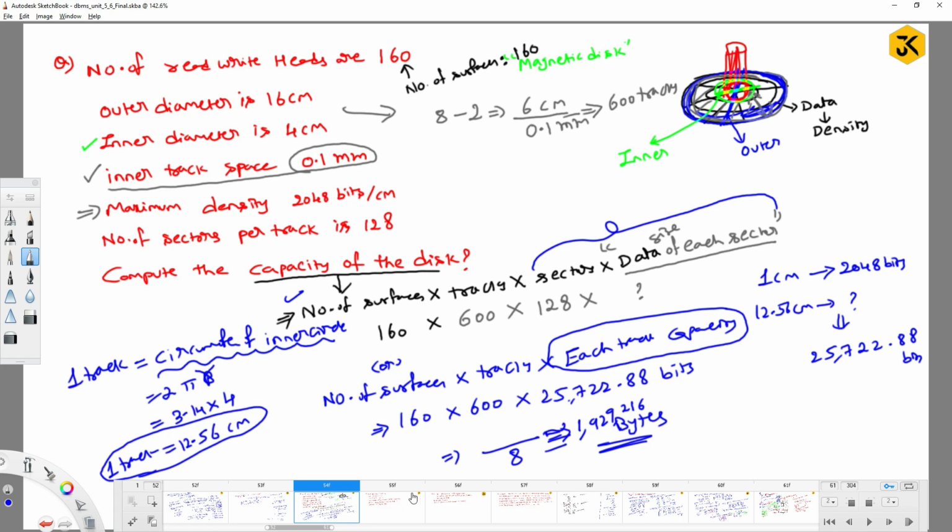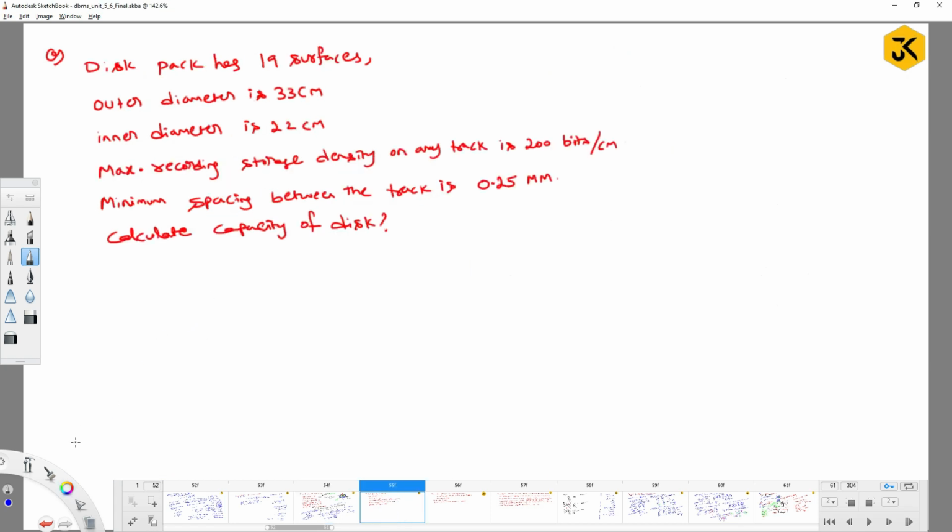Next one, try to solve this one. They have clearly given: disc pack has 19 surfaces, outer diameter is 33 centimeters, inner diameter is 22 centimeters, maximum recording storage density on any track, observe, on any track is 200 bits per centimeter, minimum spacing between the tracks is 0.25 mm. Calculate the capacity of the disc.